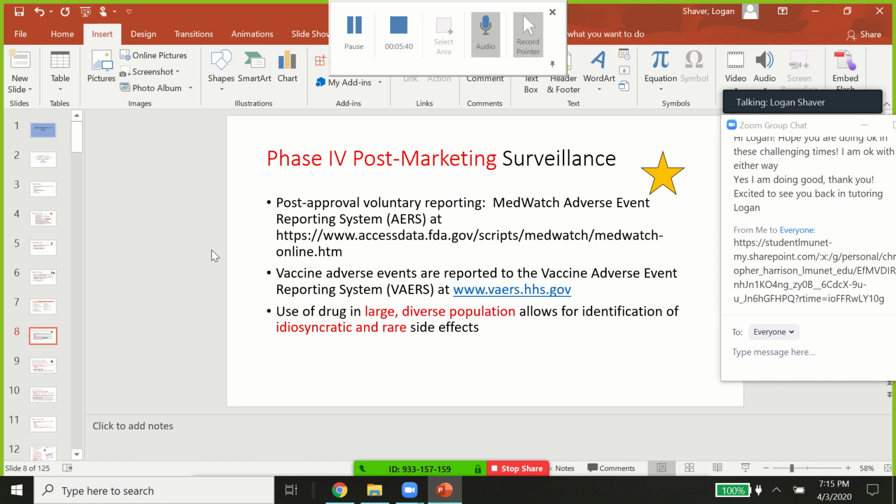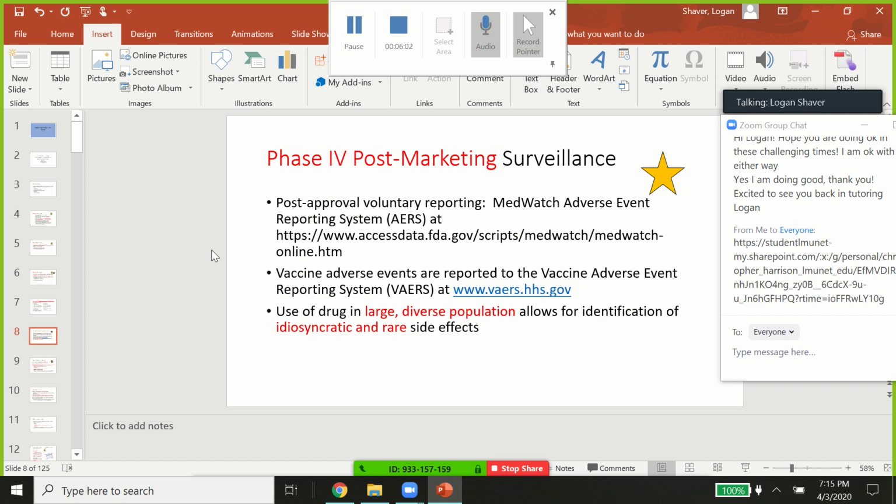Phase 4. This is what they call post-marketing surveillance. Basically, the population in this phase is a large, diverse population versus the smaller groups of phase 1 and phase 2. This is kind of out to the public at this point.